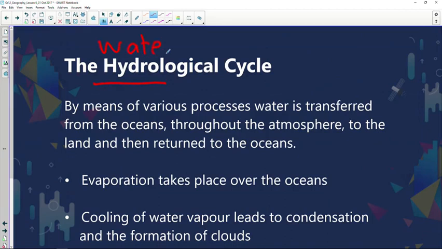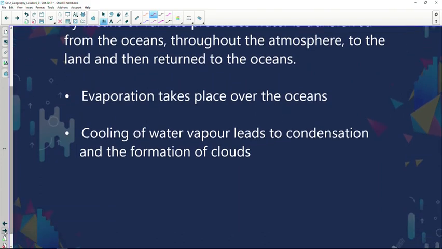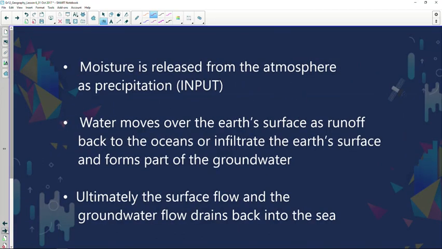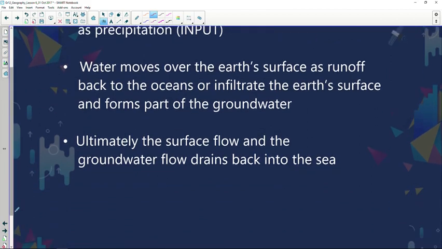If you look at the following characteristics, like we've discussed, the hydrological cycle, like I've mentioned before, is the water cycle. It's the process where water is transferred from the oceans to the sky and back to the oceans, to land and back to the oceans. We discussed it: evaporation takes place, the water vapor cools down, that's where condensation takes place at dew point temperature. Moisture is released as precipitation, that's rain, and there's surface runoff or indirect runoff where it infiltrates and ultimately flows back into the oceans.